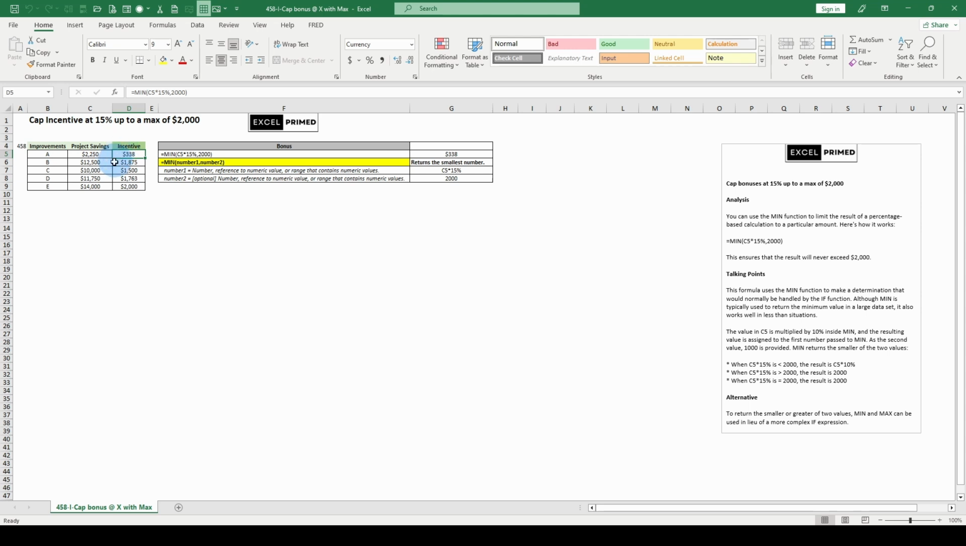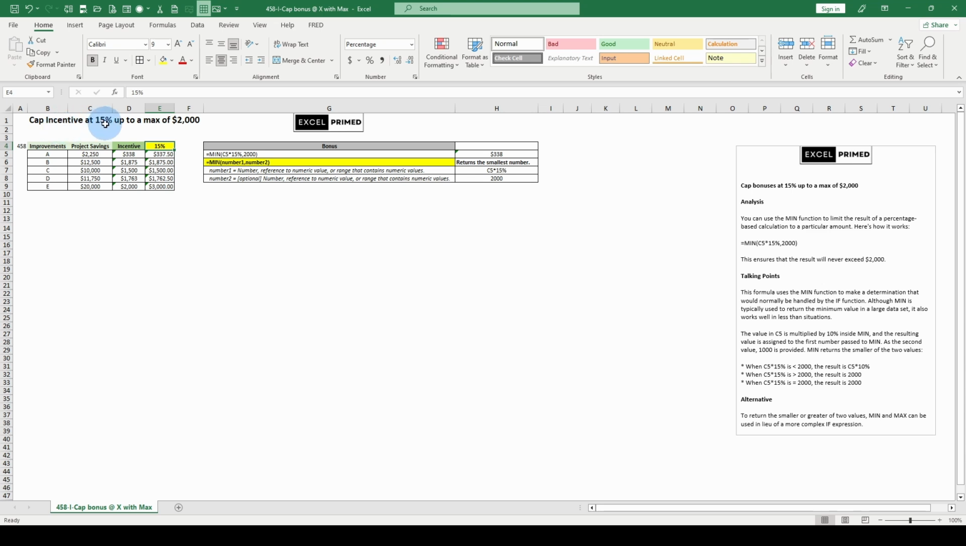What we're looking at here is determining what's 15% of $14,000 going to be above $2,000. It's just over $2,000. The incentive is 15%. What we have to determine is at what point do we exceed the max of $2,000. Min C5 times 15, and if it exceeds $2,000, well, we're going to cap it at $2,000.